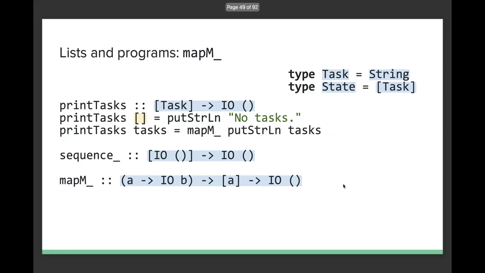Okay, very good. So now we can just use mapM_. Instead of map here, because we're dealing with programs, we're using mapM_. Slightly different map, but does the job.